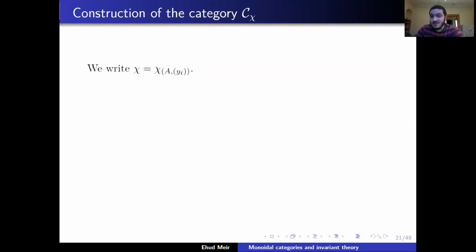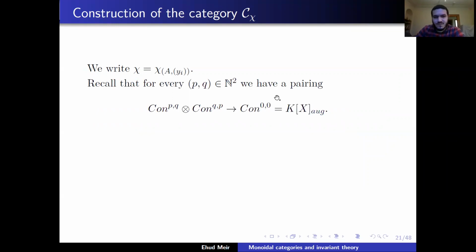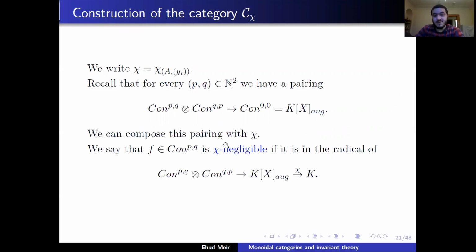And now what I'm going to do is to tell you how to construct some symmetric monoidal categories out of the character, and then tell you how you can recover the original structure you started with from this. Okay, so let's write chi for the character of invariants. And recall that we have this kind of pairing for every P and Q, from Con(P,Q) tensor Con(Q,P) to the algebra. We can compose this pairing with chi, and we get a map from Con(P,Q) tensor Con(Q,P) to K.